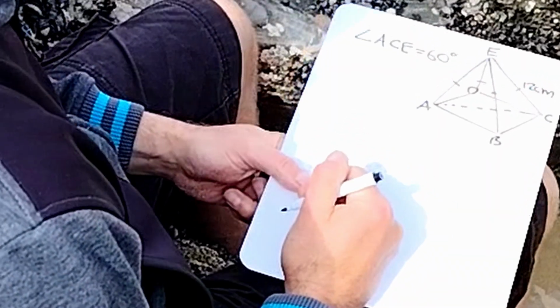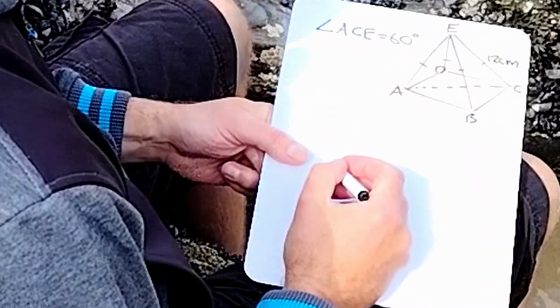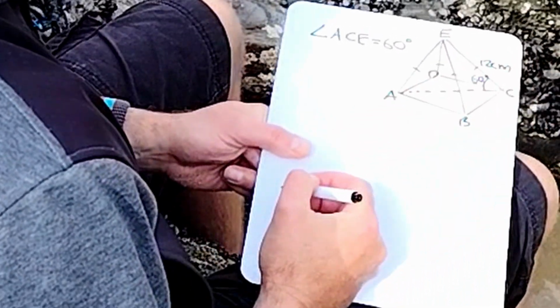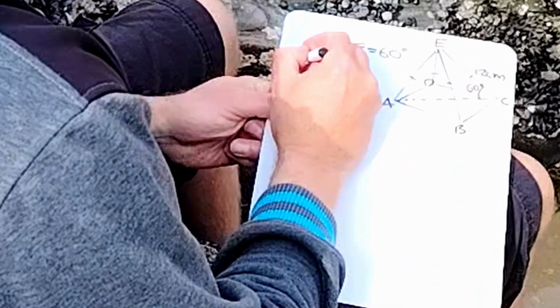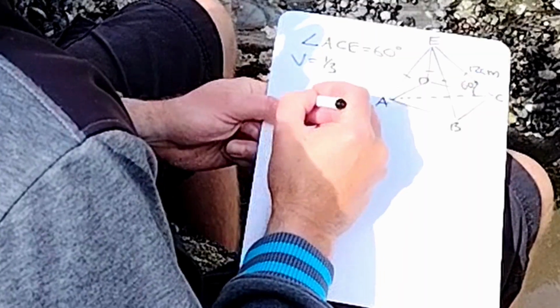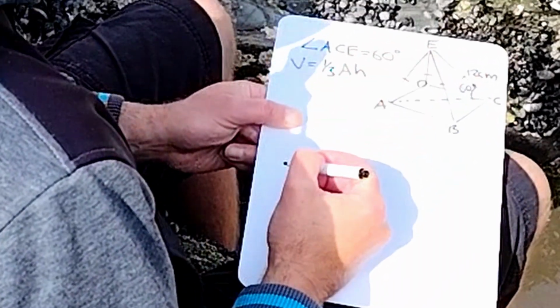Okay, so I've had to do a voiceover because the wind got too bad and it became very difficult to hear. The situation is, we've got a square-based pyramid, and we're told that the diagonal AC with the sloping side length EC has an angle of 60 degrees. We also know that the side length is 12 centimeters, and the volume of any pyramid is a third times its base area multiplied by its height.